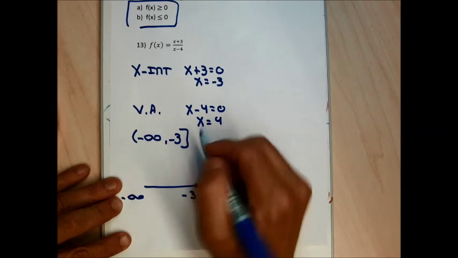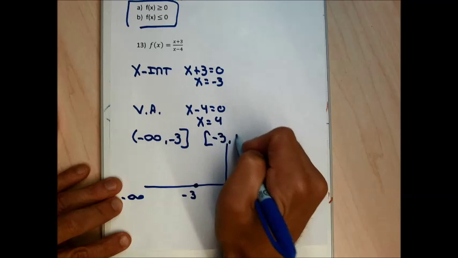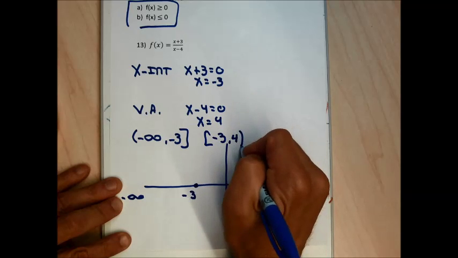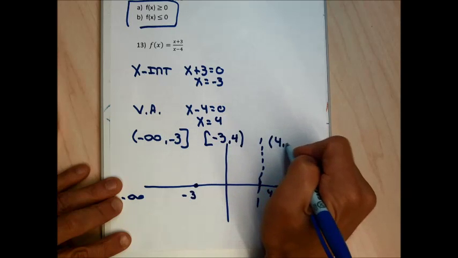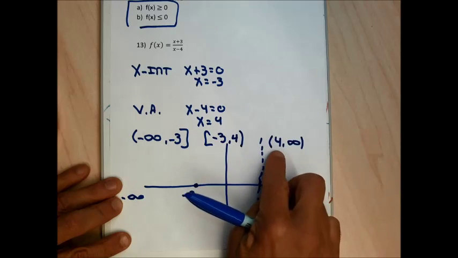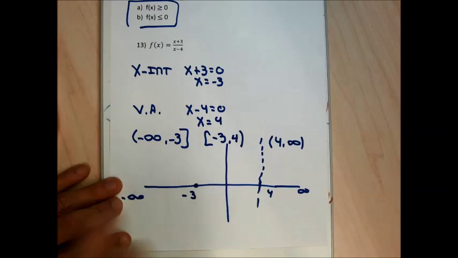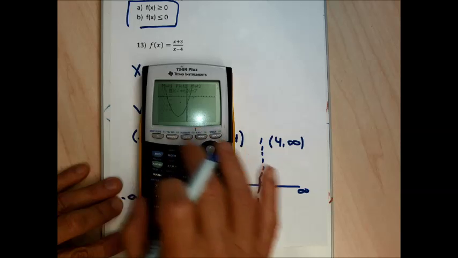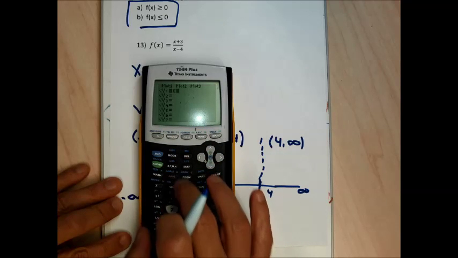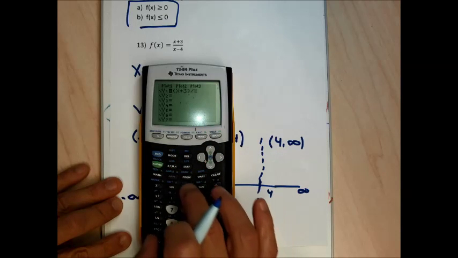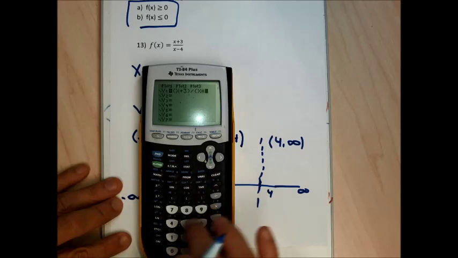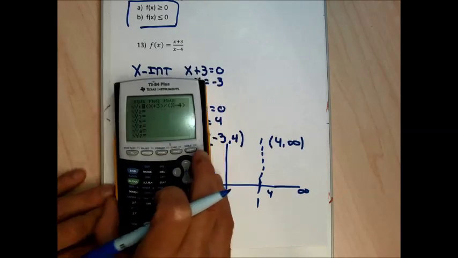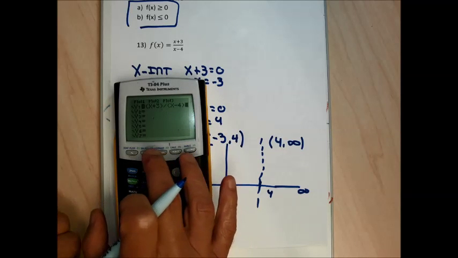The middle interval is going to be negative 3 to 4. X-intercept square bracket, vertical asymptote round bracket. Last interval, 4 to infinity. Vertical asymptote round bracket, infinity round bracket. Now I'm going to enter this function with a zoom standard. So y equals x plus 3 divided by x minus 4, putting the whole numerator and the denominator in parentheses. So hard to get these to not blur out. And so window zoom standard.